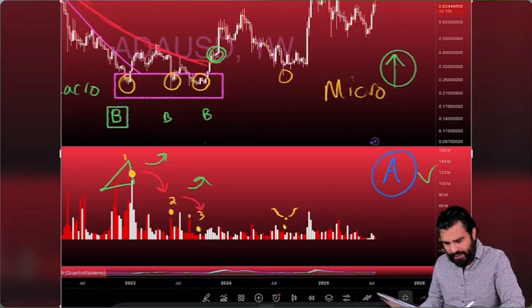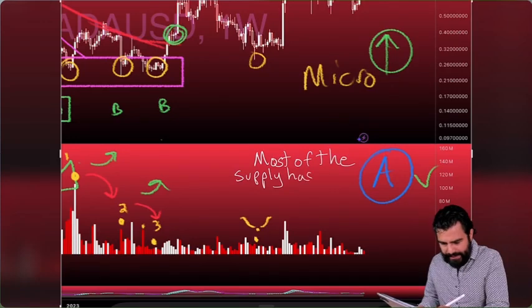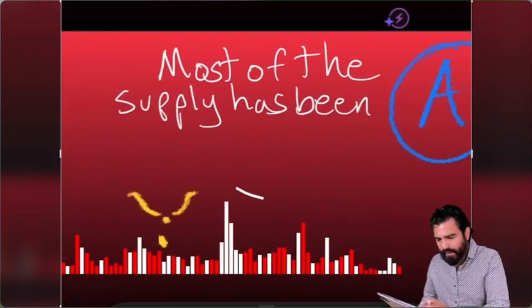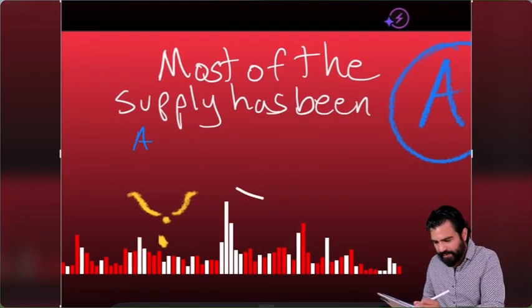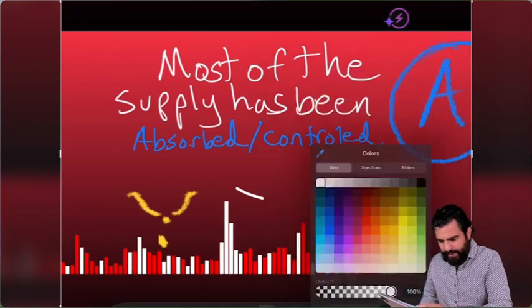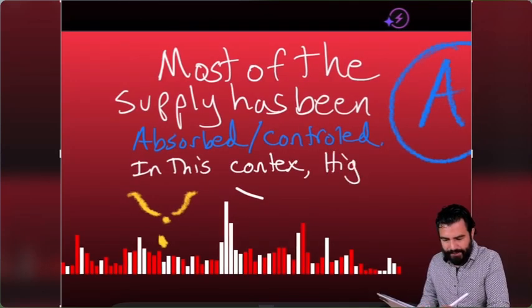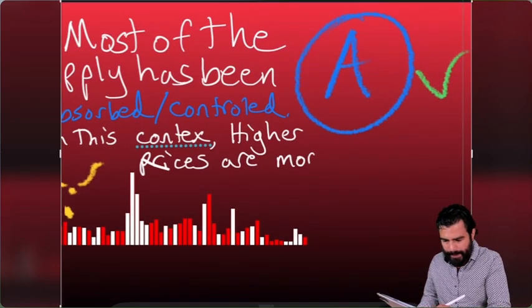So let's write down a little note for you guys to have this. Most of the supply has been, and I'm going to put this word here, absorbed/controlled. All right. In this context, higher prices are more expected, which is what we're seeing already.